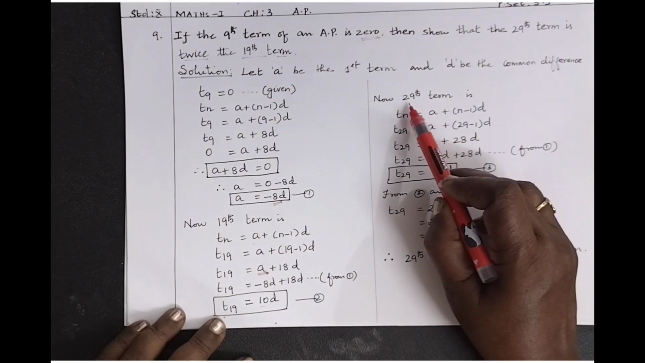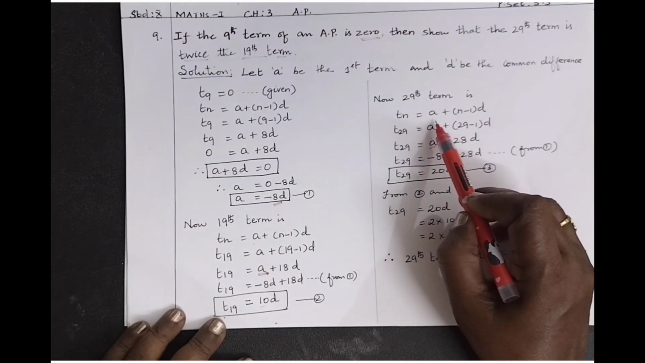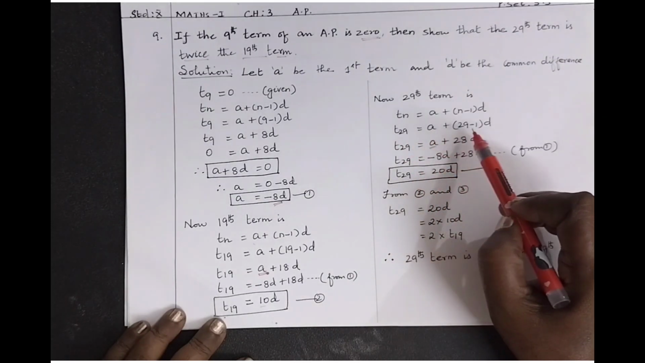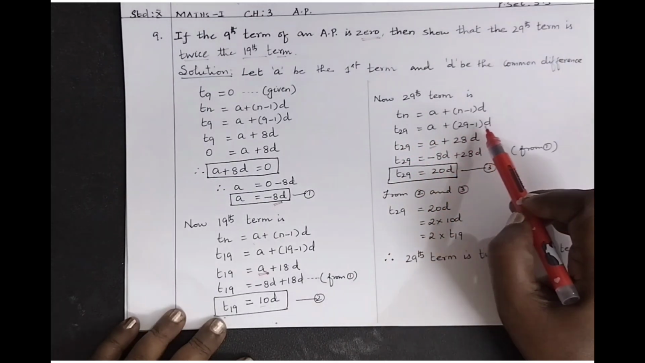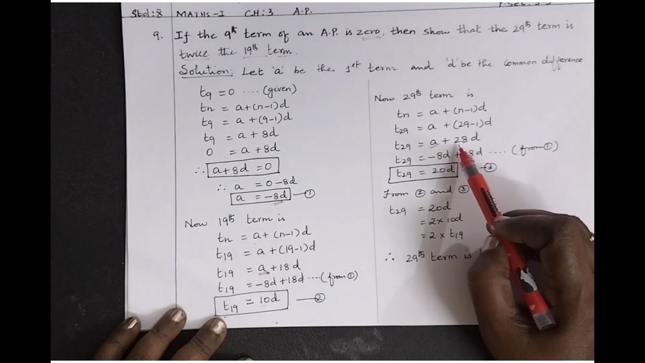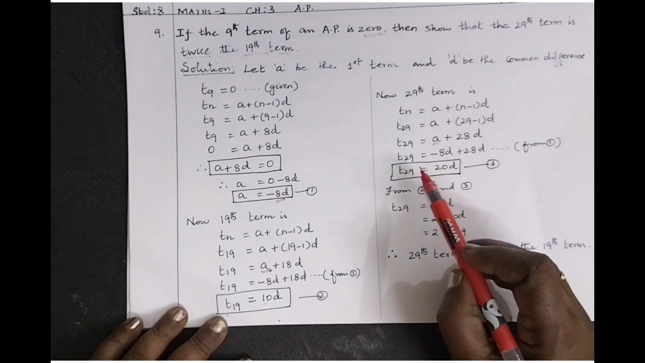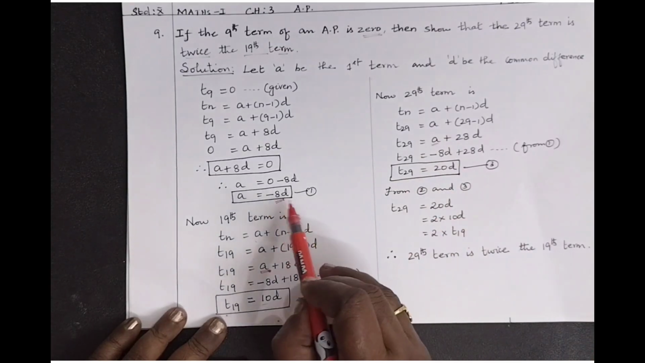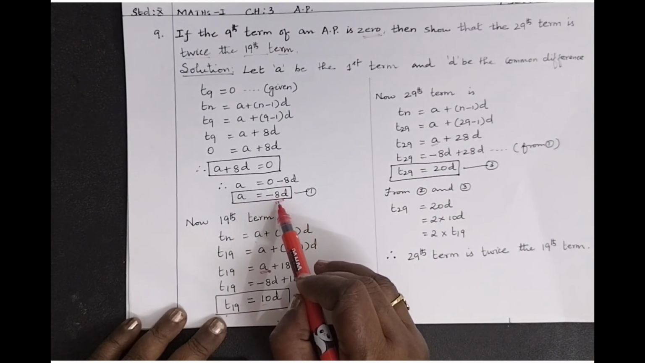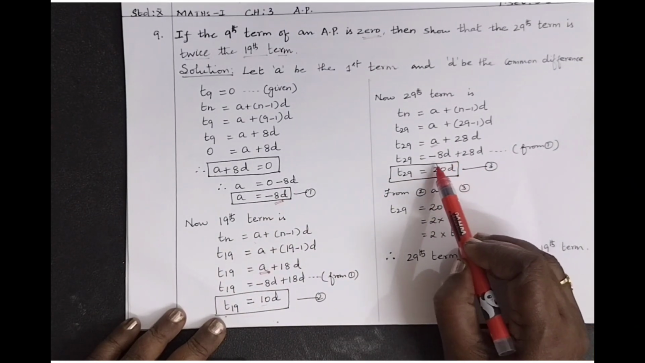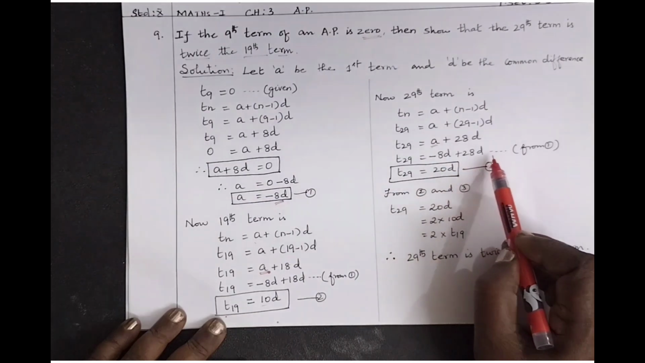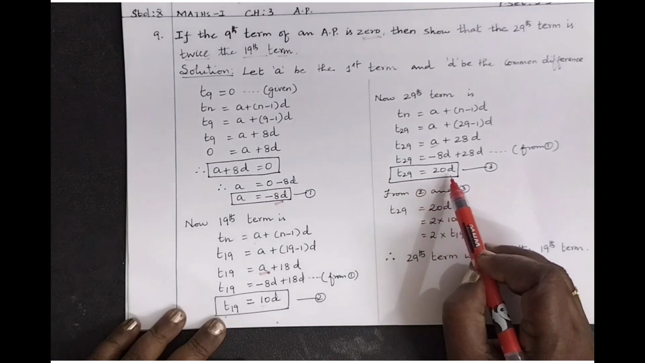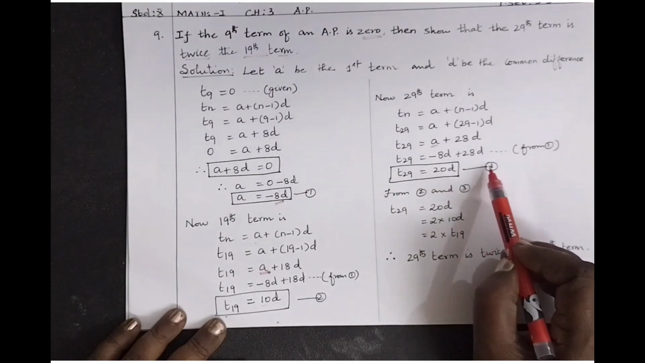Now 29th term, Tn equal to a plus n minus 1 into d. Therefore T29 equal to a plus 29 minus 1 into d, that is a plus 28d. Now instead of a, again from equation 1 let us write minus 8d. Minus 8d plus 28d, which is plus 20d. So T29 is equal to 20d. This is equation 3.